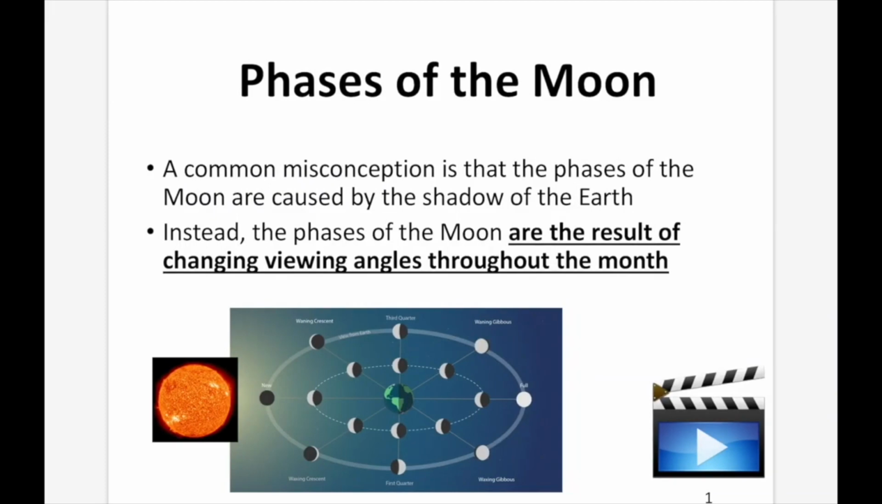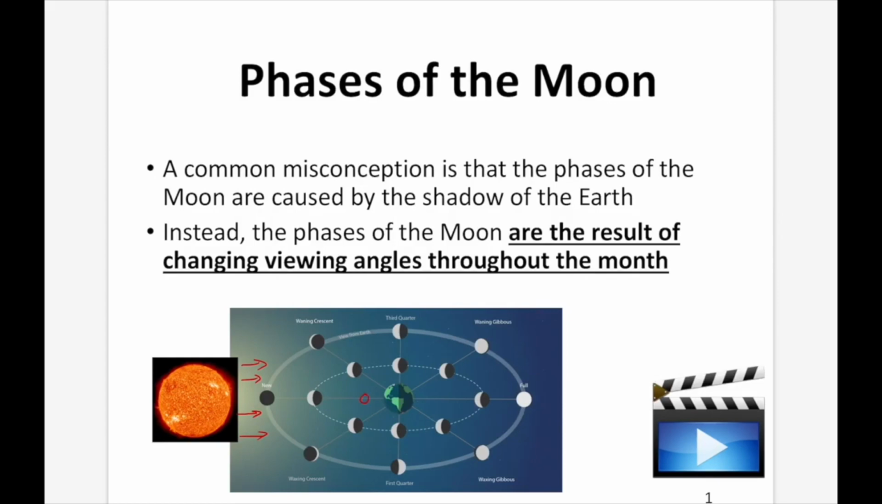Phases of the moon. A common misconception is that the phases of the moon are caused by the shadow of the Earth. Instead, the phases of the moon are the result of changing view angles throughout the month. So if the sun is here, and it's always shining its light this way, and we're here on Earth observing, our view angle is going to determine what part of the moon that we see.